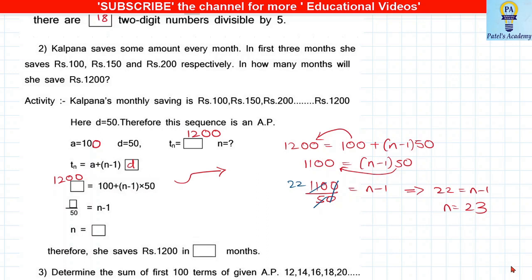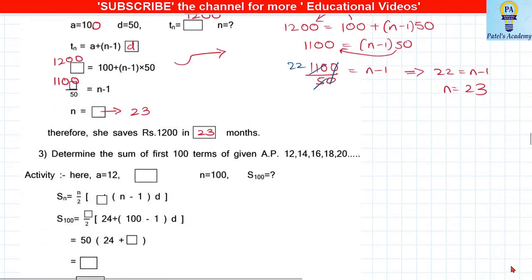Okay, so let us fill the boxes now. In the third last box here, what I'll get is 1100 upon 50. Okay, and in the last box here I'll get 23, and the final statement is 23 months. Okay, let's see the next one.